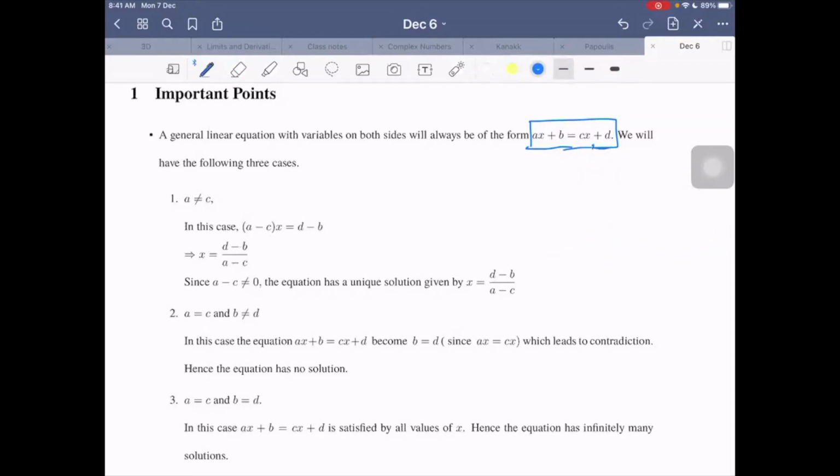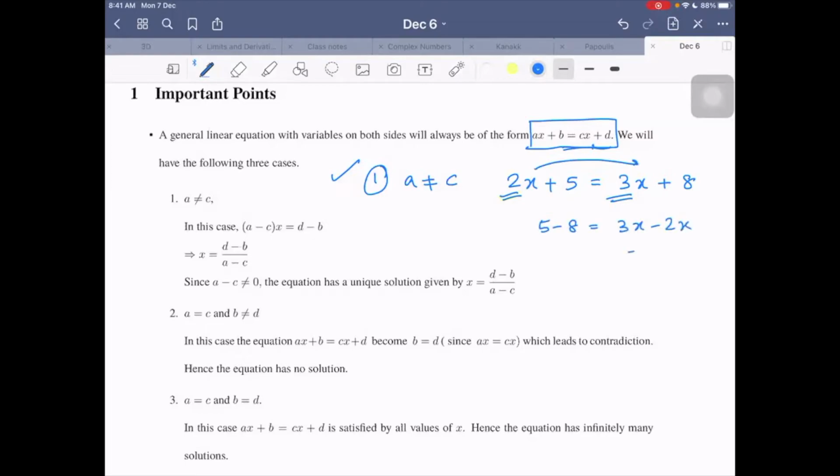And we have three different possibilities here. For example, the first case is a not equal to c. Take a specific example, say 2x plus 5 is equal to 3x plus 8. Here, these two coefficients are different. In that case, it will have a unique solution. Why? Because you bring 2x to the other side, 8 to this side. We have 5 minus 8 is equal to 3x minus 2x, which is x. We have minus 3 is equal to x. We have a unique solution.